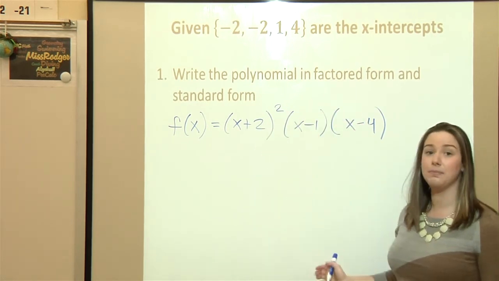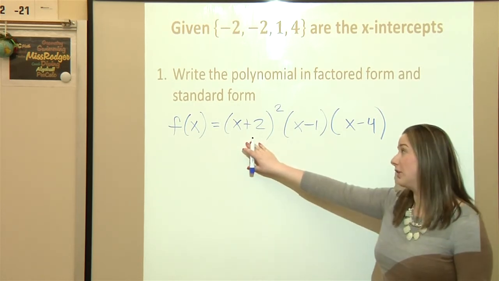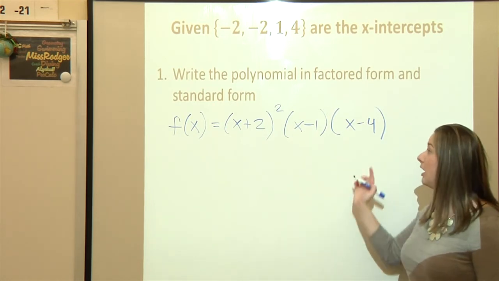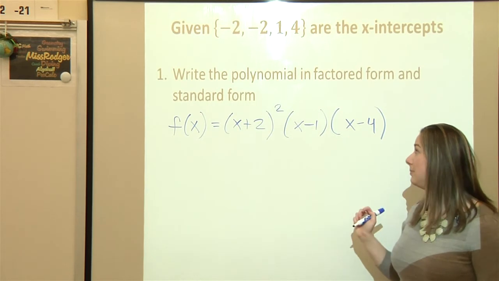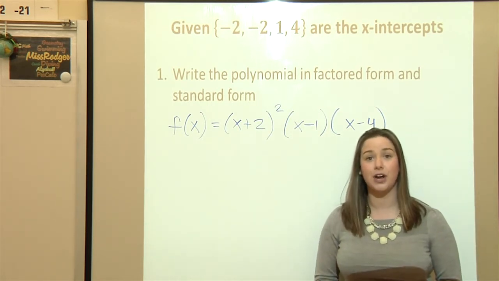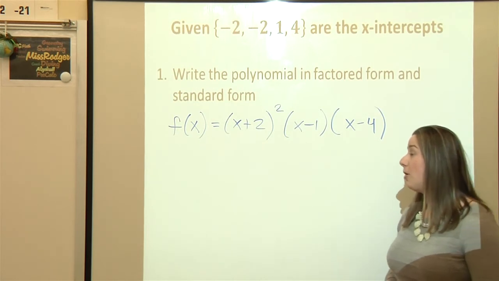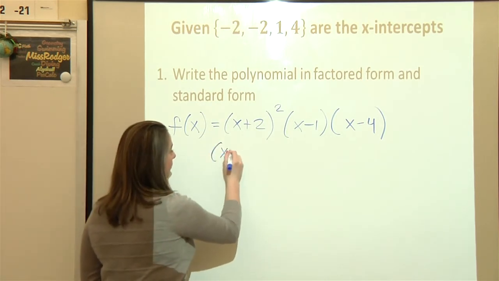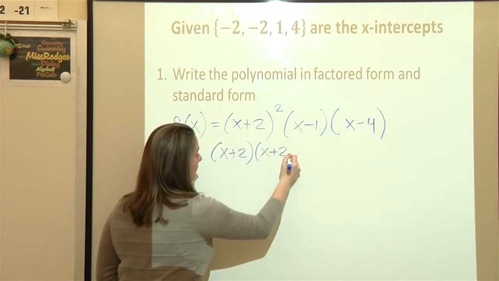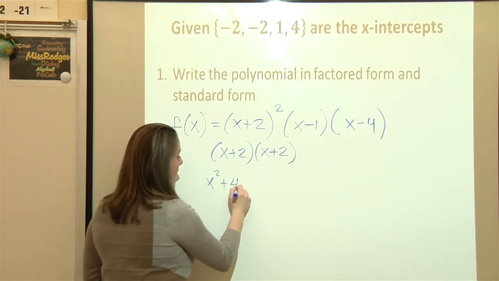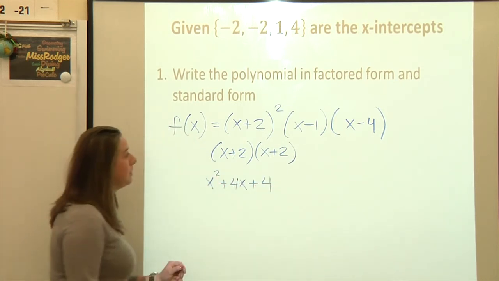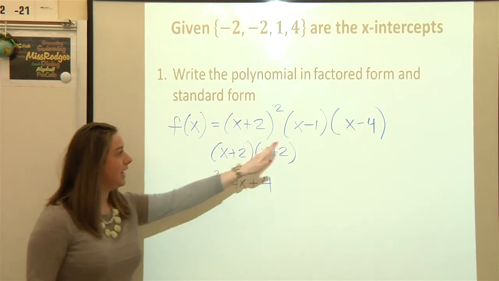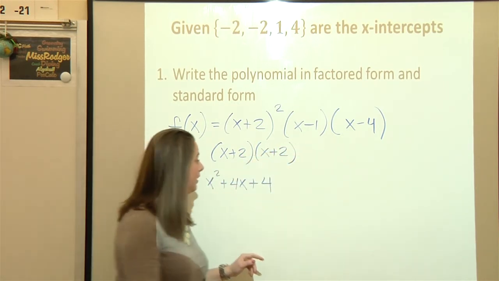So now I'm going to take this and put this in a standard form. So I'm going to deal with this first. I'm going to actually multiply out x plus 2 and x plus 2, get a quadratic. And then I'm going to multiply out x minus 1 and x minus 4, get a quadratic. And take these two quadratics, put them together, and get a polynomial of degree 4. So let's do this. So when I multiply out x plus 2 and x plus 2, I'm going to get x squared plus 4x plus 4. Now I'm going to multiply these two out and get a quadratic.